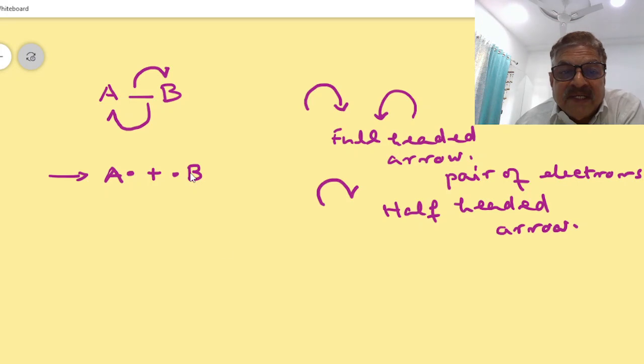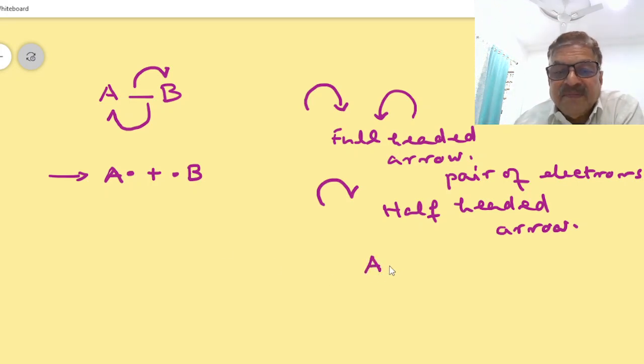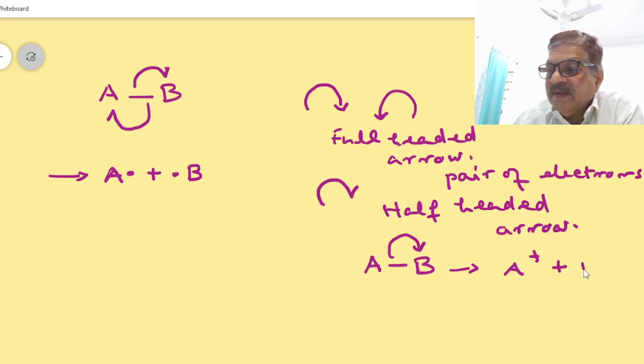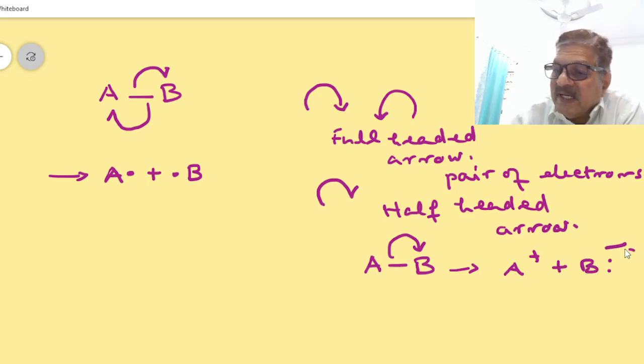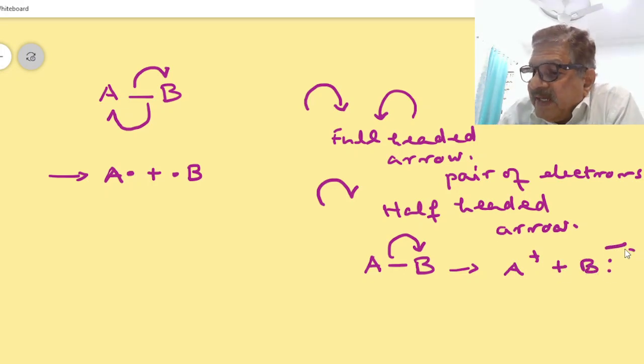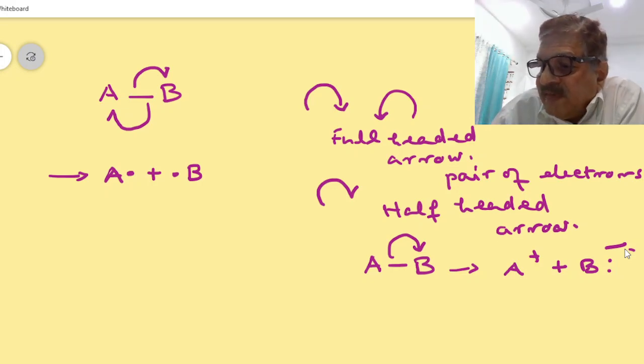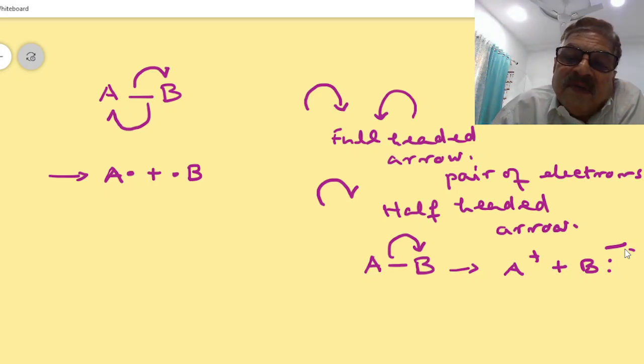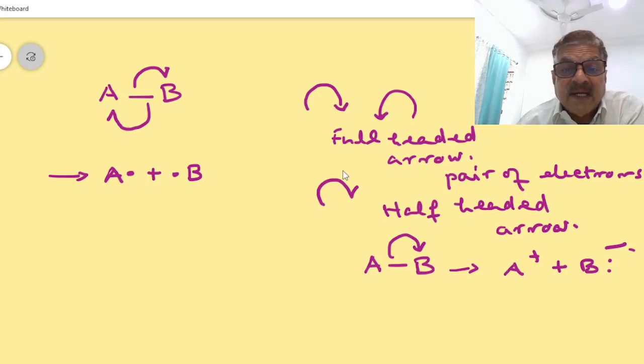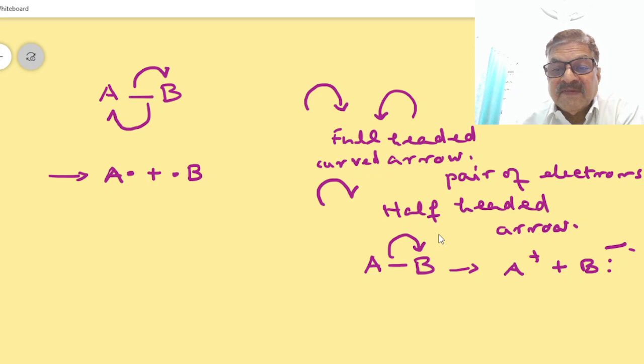But in the case of heterolysis, it is a movement of a pair of electrons. A full-headed arrow will be used here. So it will be A plus, then we get B minus. This is a heterolytic cleavage. One full-headed curved arrow is used for one electron pair. These are all curved arrows. And the half-headed curved arrow is for a single electron. So this is the thing.